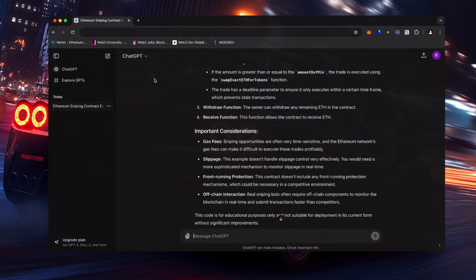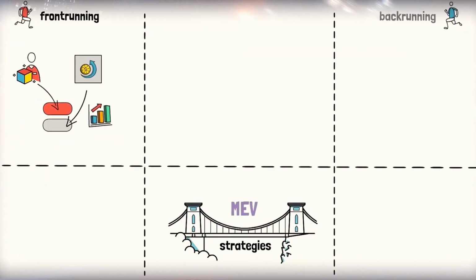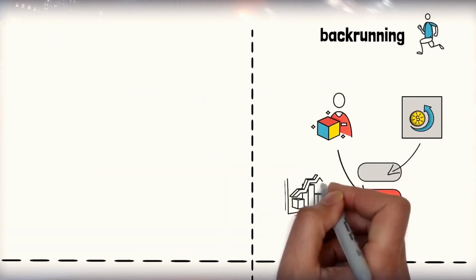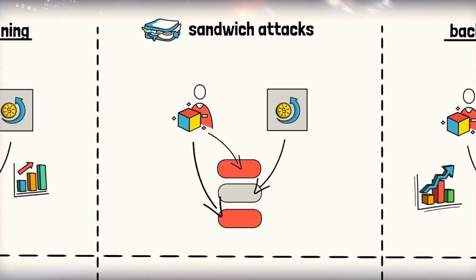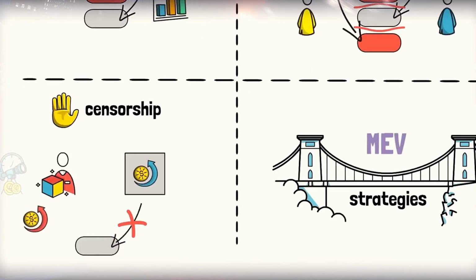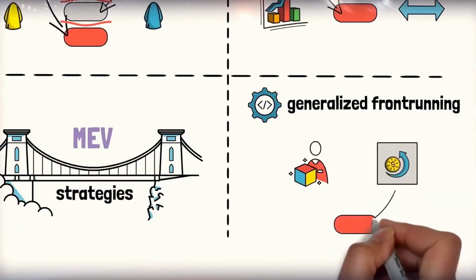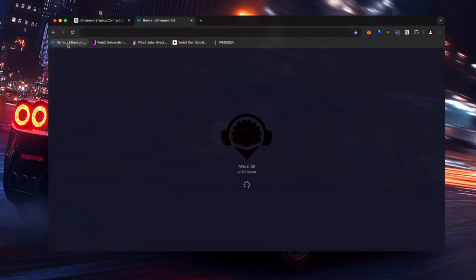If you're curious about how smart contracts work, this video is for you. Imagine someone places an order to buy a token at a good price. Our contract detects this order, then submits its own purchase request, but with a higher transaction fee. As a result, our transaction is processed first, allowing us to buy the token and immediately resell it at a slightly higher price. Now, let's get hands-on.